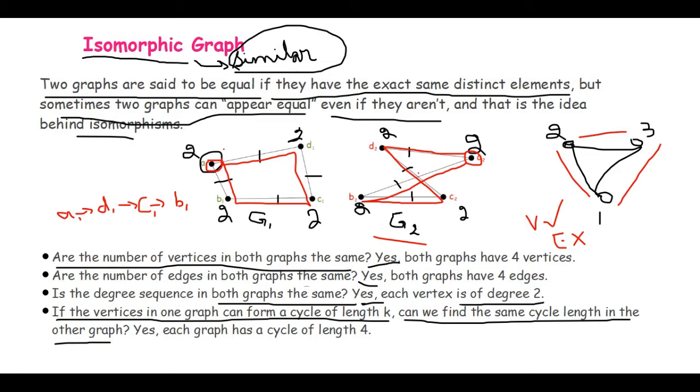If there was another point here, for example E, only then we could have gone from A to D, D to E, and E to A. But since there is no other point, this can also travel the same length of k.